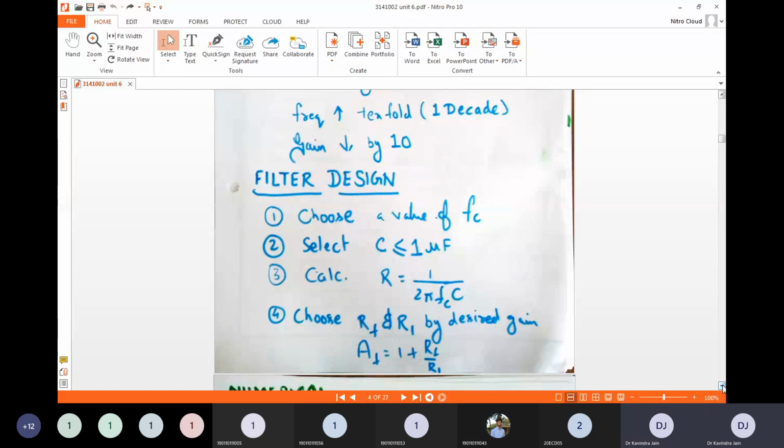Pass band gain is nothing but AF. If AF is equal to 2, so we have a non inverting circuit, guys. Non inverting circuit means 1 plus RF upon R1 is equal to AF.